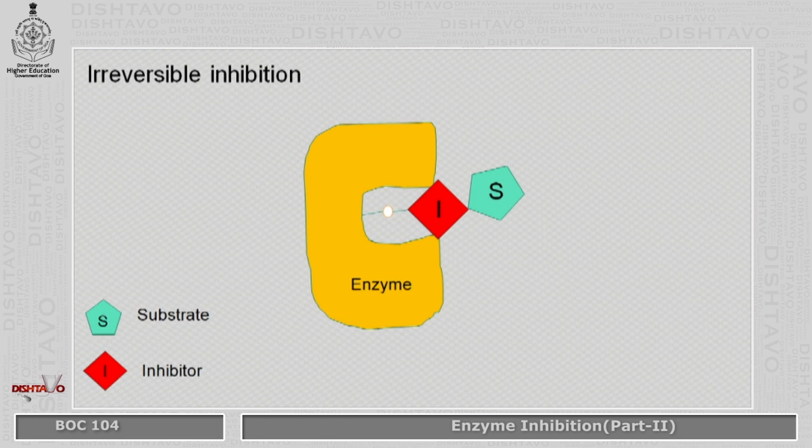The inhibitor has completely blocked the active site. The substrate cannot bind to the active site. If the substrate binds, it binds to the enzyme inhibitor complex. And in this way, you will find that the catalytic activity cannot take place. The enzyme action is inhibited by the inhibitor and the substrate cannot get converted into the product.